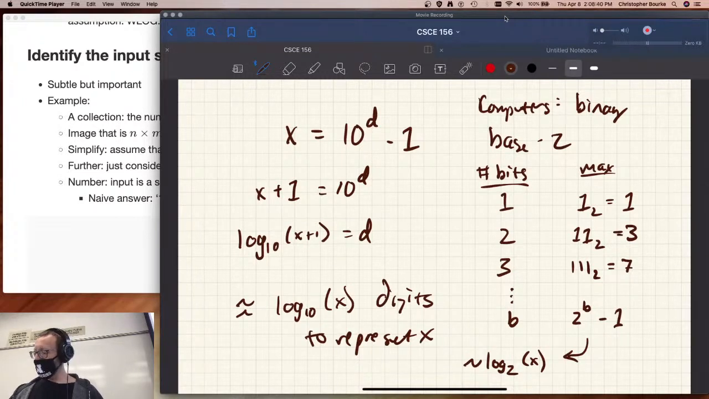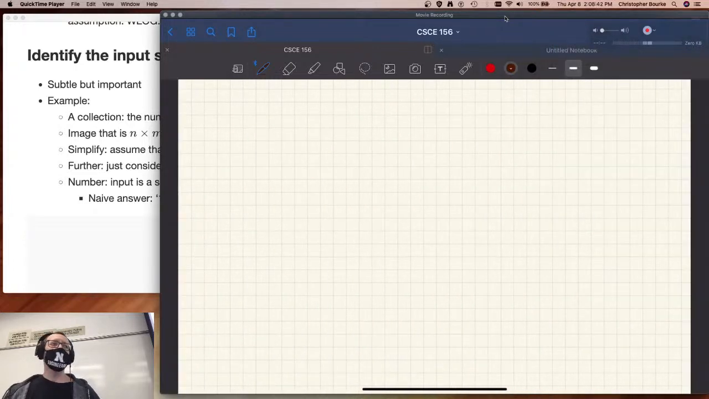Does it matter? Computers work in binary. My tablet, the virtual paper that I'm using right now, is base 10. Does that mean that I have an advantage over a computer because I'm using more numbers in my base system? Or does it mean that a computer has an advantage because it's using fewer numbers in its base system? Does that matter for algorithms?